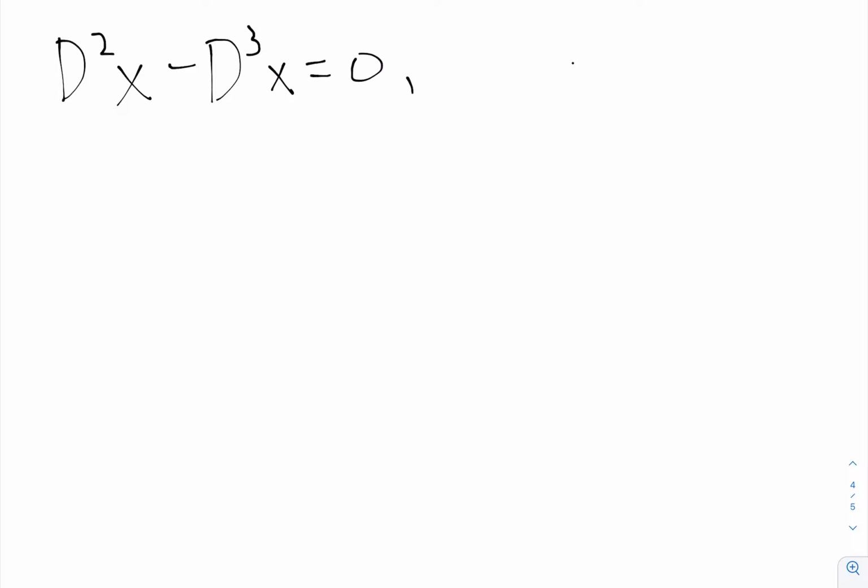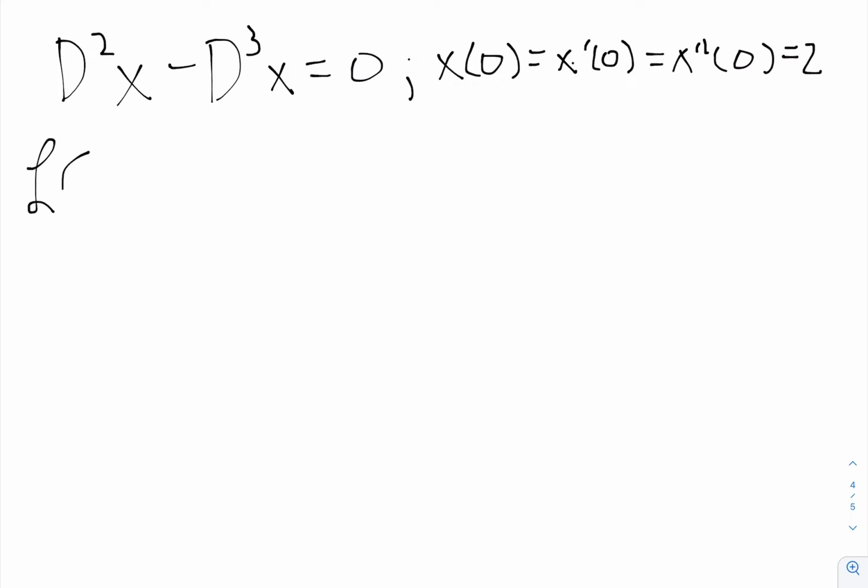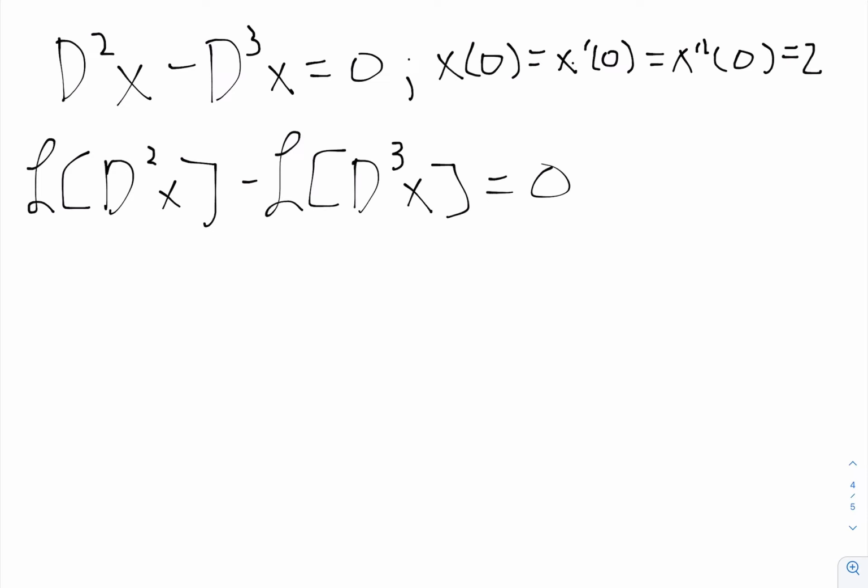And I'm going to say, remember we need 3 initial conditions for this because we have a cube there. So x of 0 equals, I'm going to say x at 0 equals x prime at 0, which equals x double prime at 0. I'm going to say that they're all equal to 2. So if you evaluate all of them at 0, you're going to get 2. So we're going to take the, not the inverse, the normal Laplace of d squared x minus the Laplace of d cubed x, and that's going to equal the Laplace of 0, which is just 0.